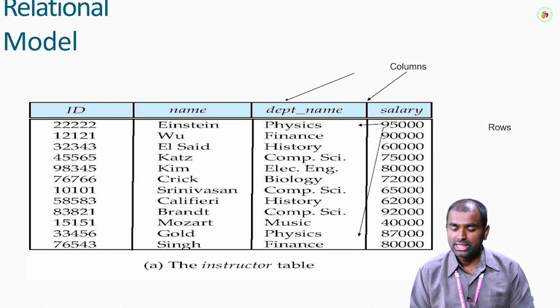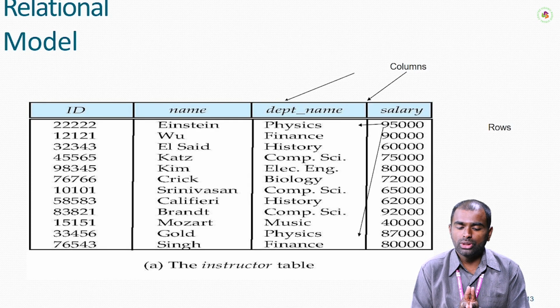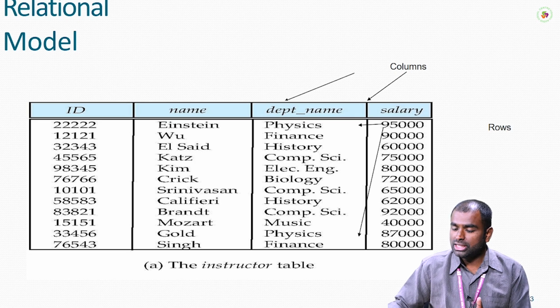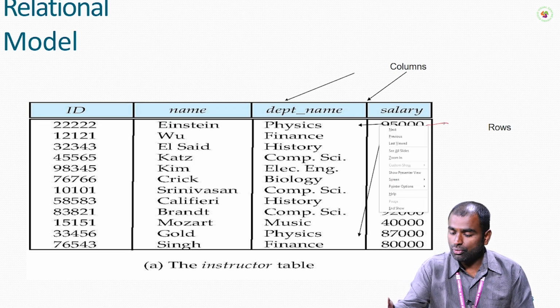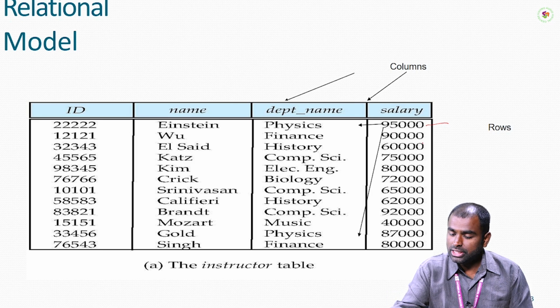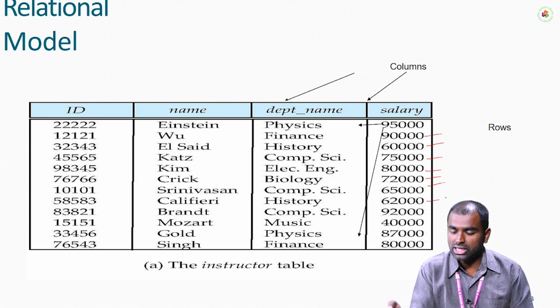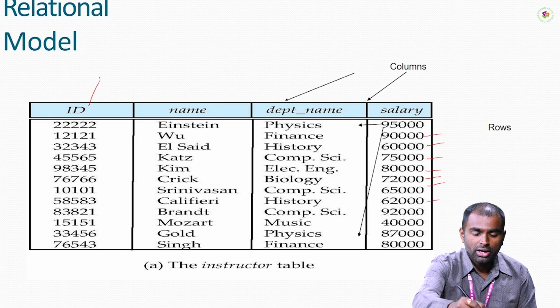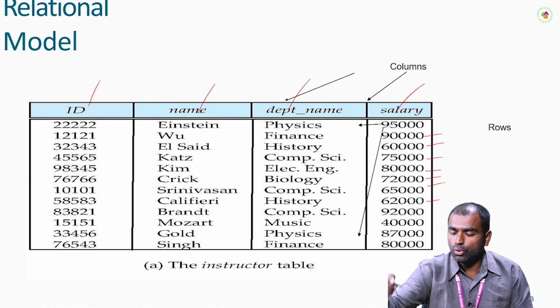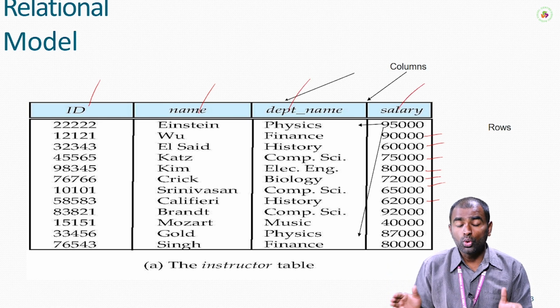Next, the relational model. You can see how the relational model looks. It consists of data in the form of tables. A table consists of rows and columns. Here you can see these are the rows: this is row 1, row 2, row 3, row 4, 5, 6, like that. Each and every record is called a row. Columns: this is column 1, column 2, column 3, column 4. A table is a collection of rows and columns.